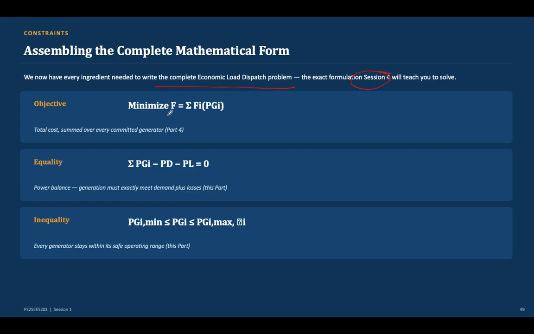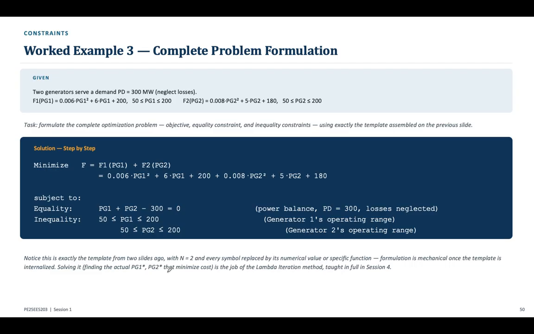So the objective is to minimize F, the total cost summed over every committed generator. This is the equality. Inequality, you must be within the limits, right? So now we have a complete problem formulation. They were very small problems. Here I am trying to give a complete problem formulation. Okay, so you have two generators serving the demand PD, right? Power 300 megawatt. You can neglect the losses here.